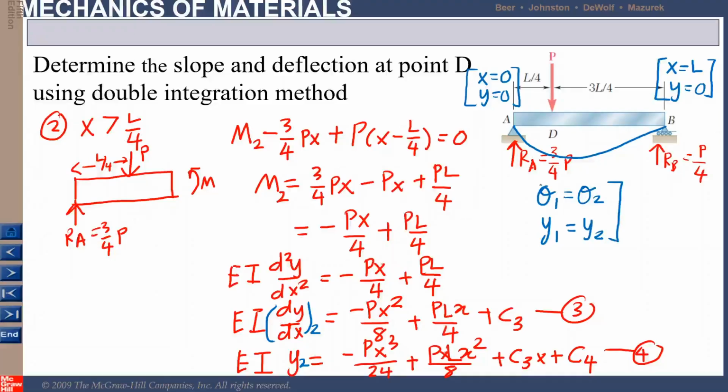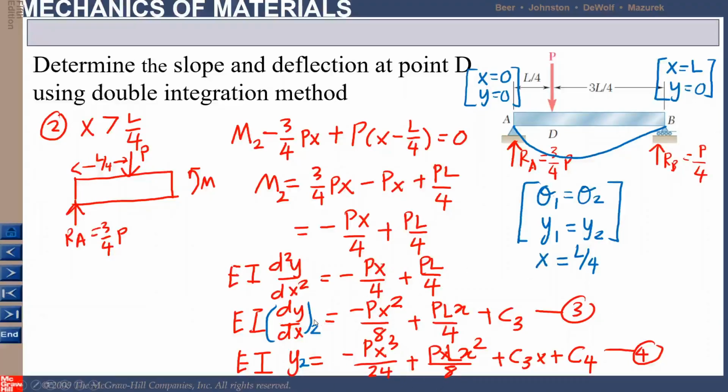So now we have the third and fourth boundary conditions, and these two are happening at x equal to L over 4. So we have 4 boundary conditions and we also have 4 unknowns. Then we can solve for the equations here.